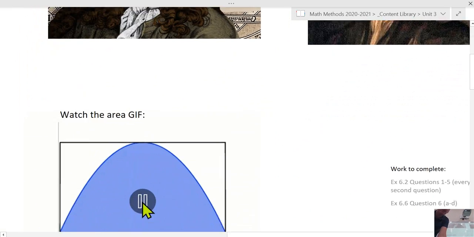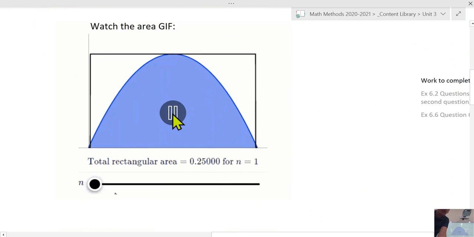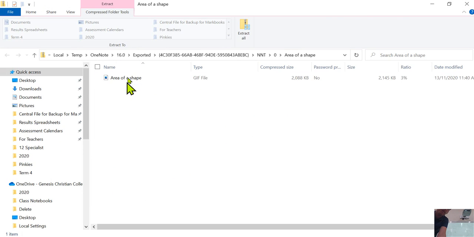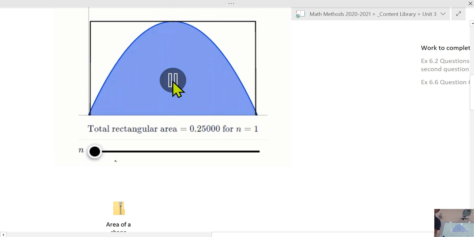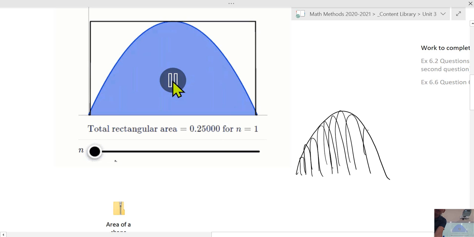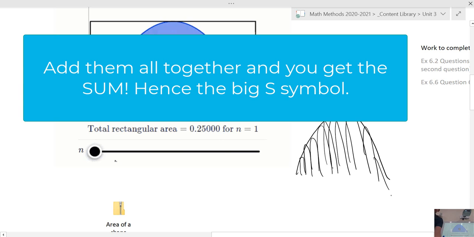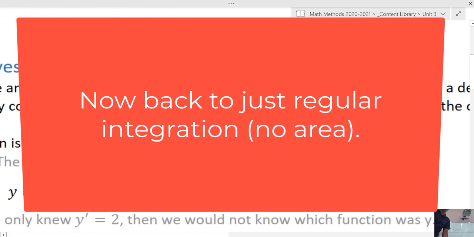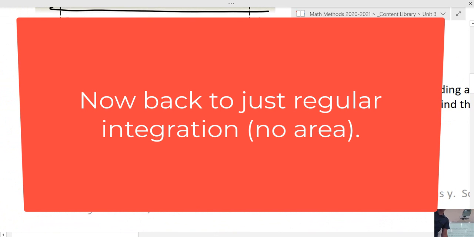Alright, if you're not sure what I'm talking about when I say the S stands for sum, so integration, like I've said numerous times now, is finding the area under a curve. You get all these rectangles, add them all together. I know, they're terrible rectangles. Add them all together, and you get an approximate area under the curve. So integration, also called antiderivatives.